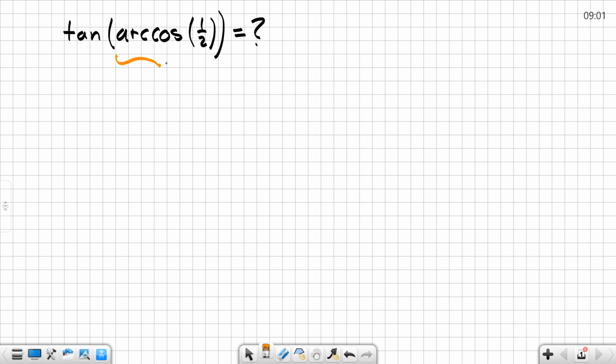I am first going to look at what the cosine inverse, or arc cosine, of 1/2 is going to be equal to. In order to find out which x value will produce a cosine of 1/2, this x has to be exactly between 0 and pi, as the cosine inverse function is only defined over this interval.